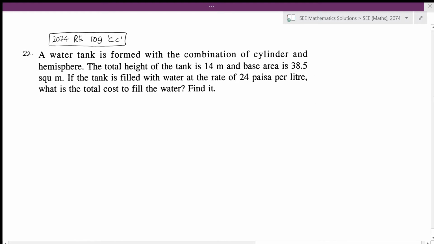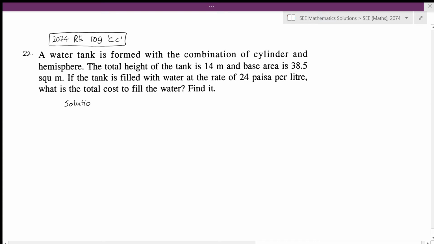Hello friends, welcome back. Now we'll be doing problem 22 from 2074 RE109CC set. In this problem, we have to find the total cost to fill the water. That means we have to calculate the volume of the cylinder and hemisphere combined. So let's do it.